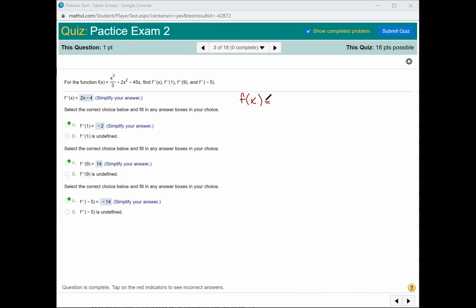So I have f of x equals x cubed over 3 minus 2x squared minus 45x. And I want to find the second derivative, which means I have to find the first derivative first.